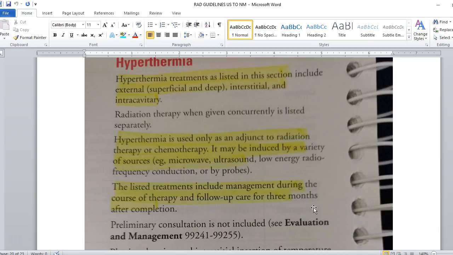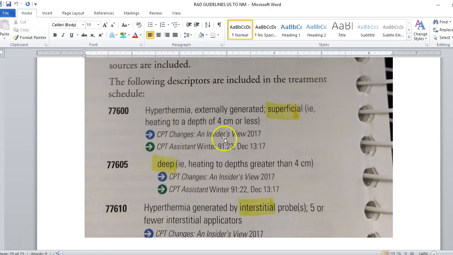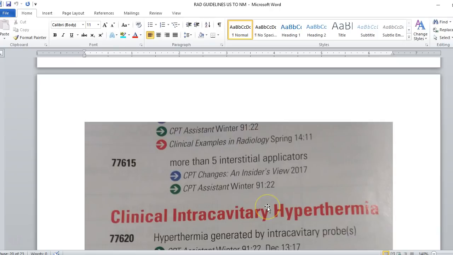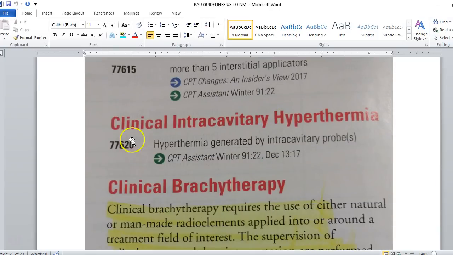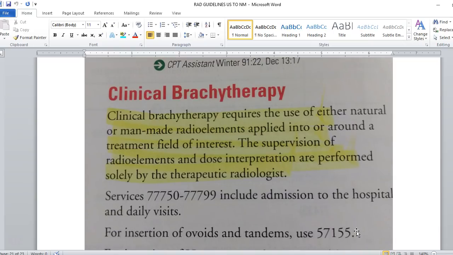Now, the listed treatments include management during the course of therapy and follow-up care for 3 months after completion. So yes, all of these codes have a 90-day global package. So you can hear superficial versus deep for external. We have interstitial. Here's the intercavitary, right? Then we have something called clinical brachytherapy.